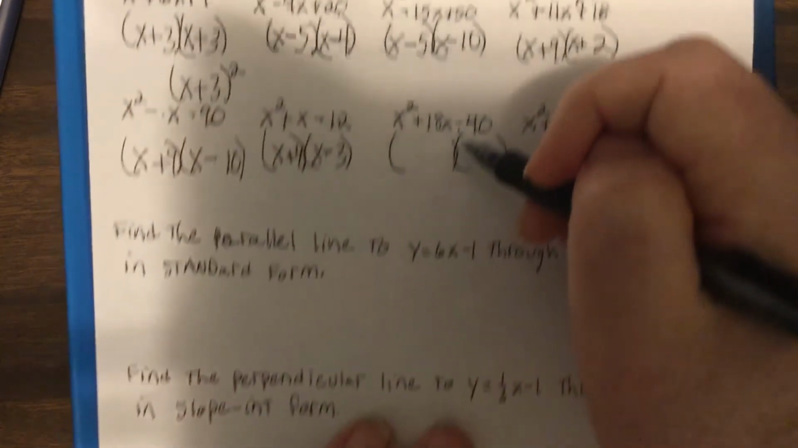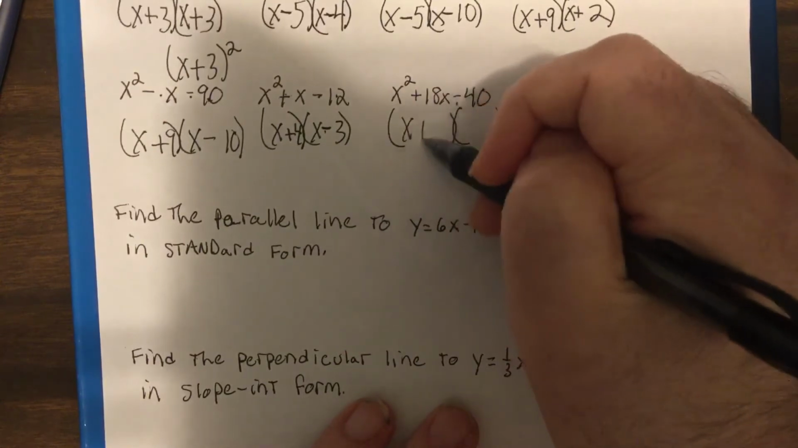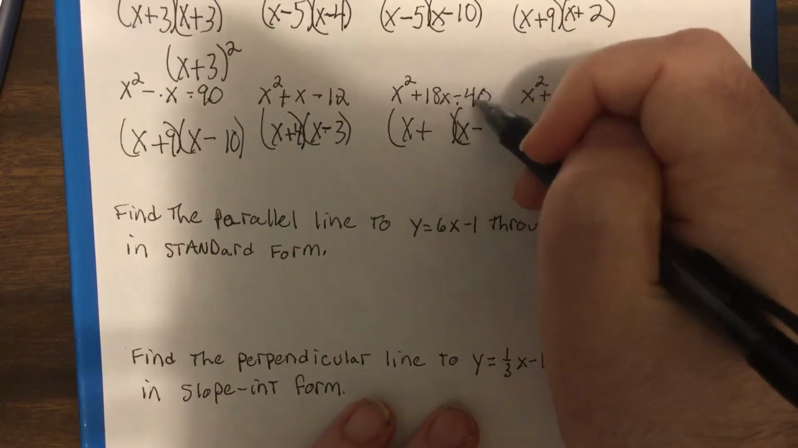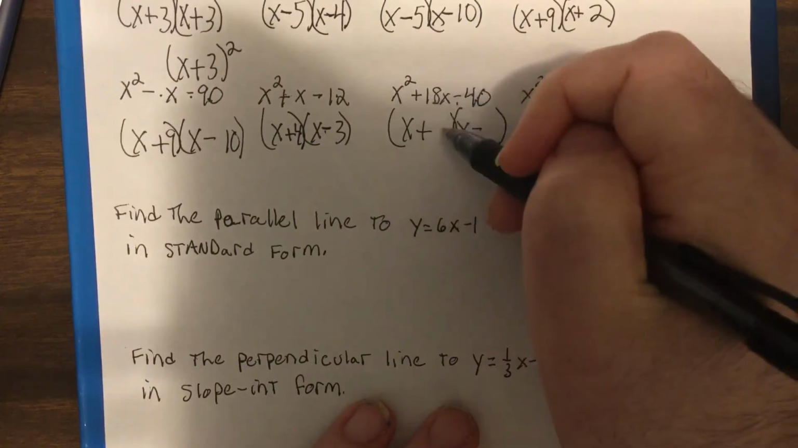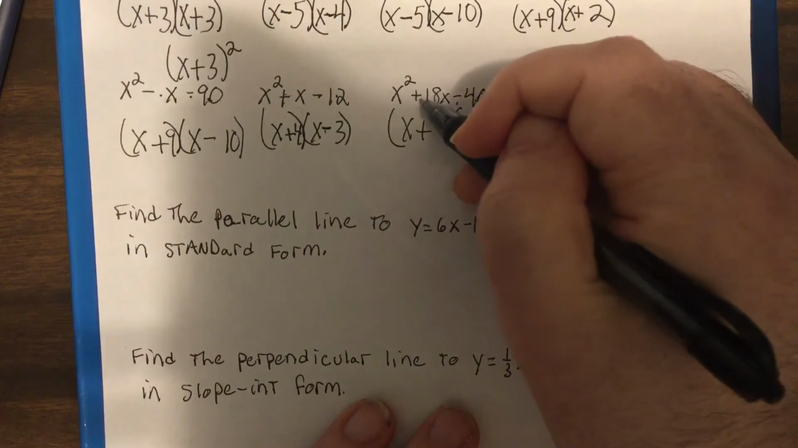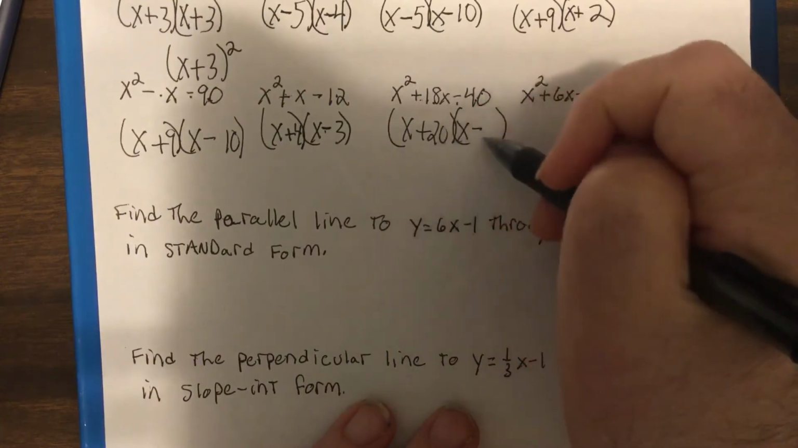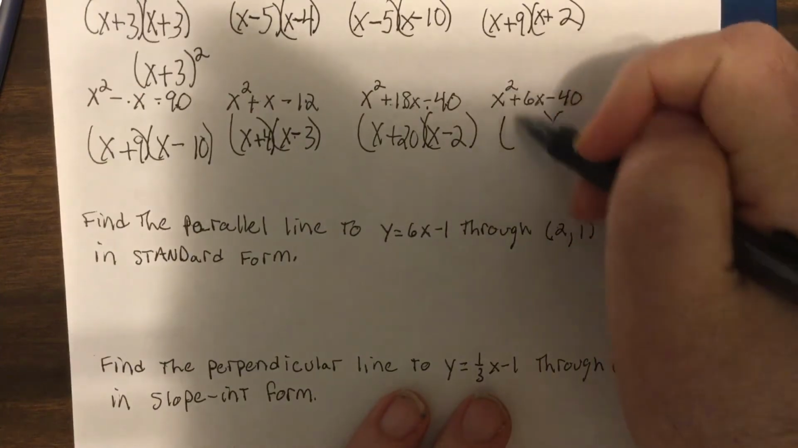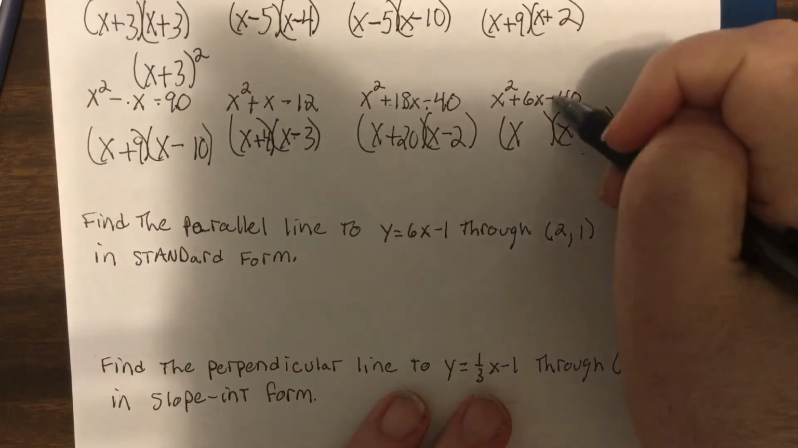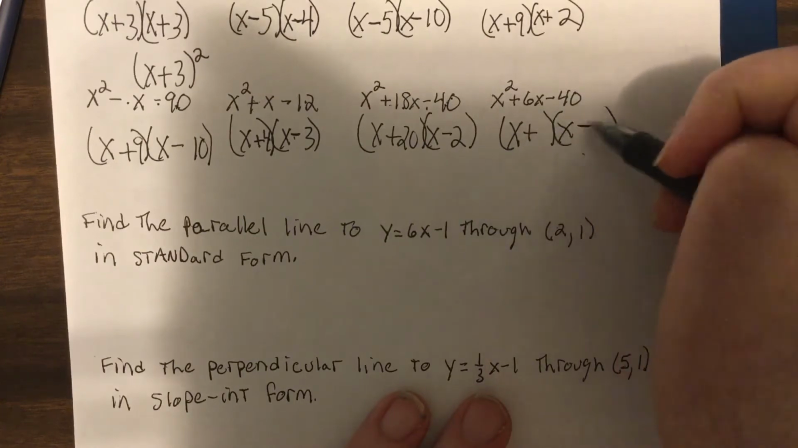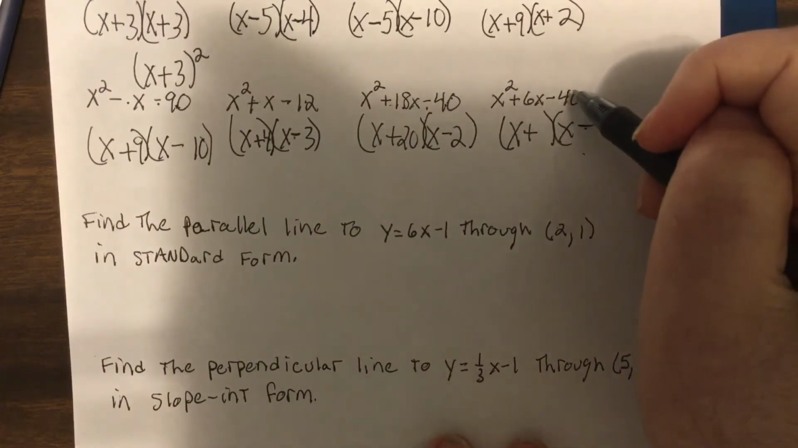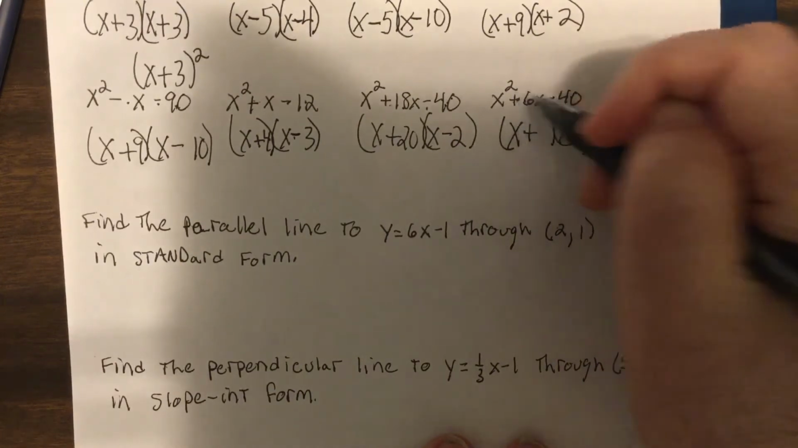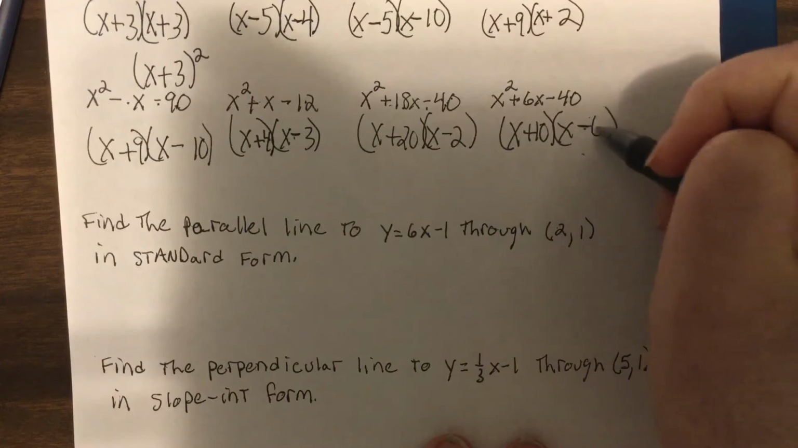So last term's minus, so it'll be x plus, x minus. Factors of 40 that multiply give you 40, but subtract give you 18, are 20 and 2. Largest one goes with the middle, so it'd be 20 and 2. And this one, x squared is x and x. Last term is minus, so it's plus minus, or minus plus. And what do you multiply to get 40, but you subtract to get 6, and that's 10 and 4. And the largest one goes with the middle sign, which is 10.